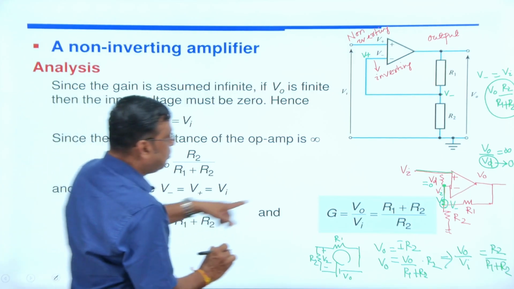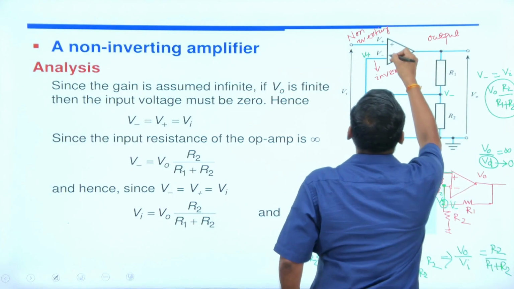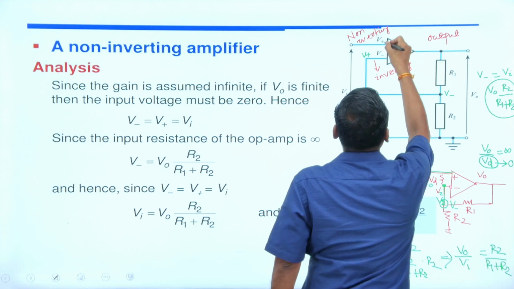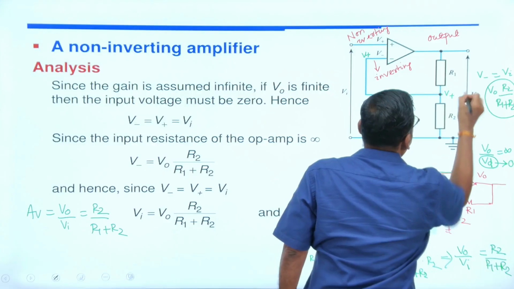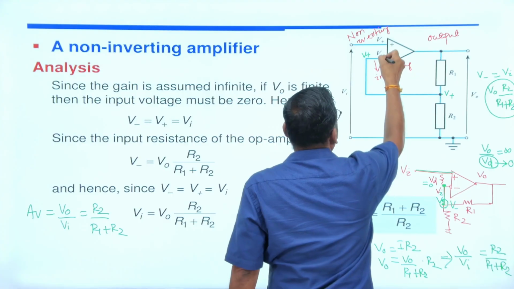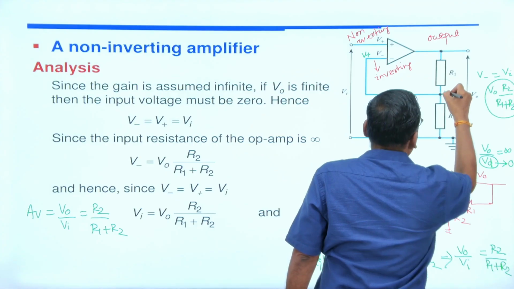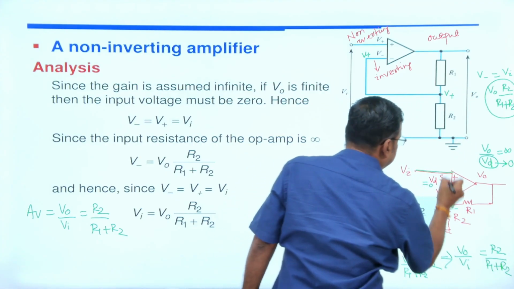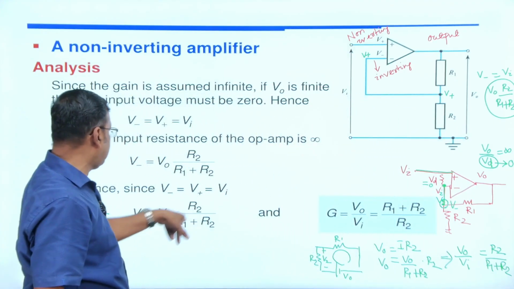This is your V minus, this is Vi. V plus means what? This is V plus due to the virtual ground concept. V plus equal to Vi, so Vi equal to V0 into R2 by R1 plus R2.